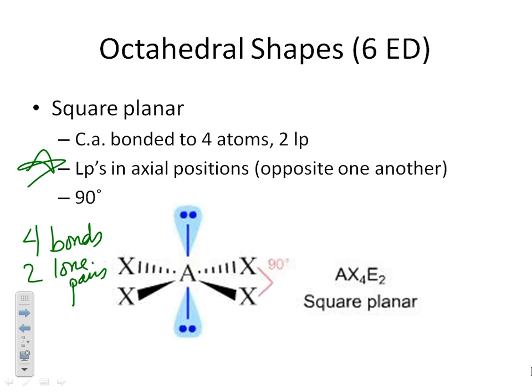And we'll have a chance to look at what these shapes look like in 3D in class. So the general formula, AX4E2, 4 bonds, 2 lone pairs, 90 degree bond angle. The lone pairs are axial to one another. And we have 6 electron domains total. So those are the molecular geometries that we need to know. We do need to know them.